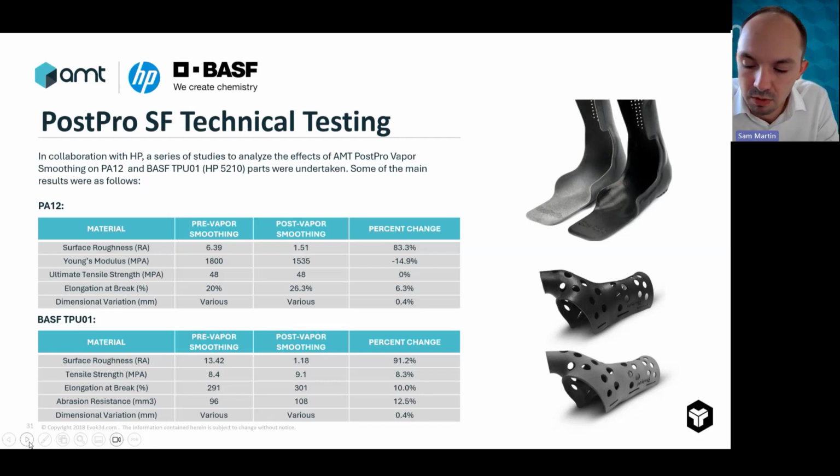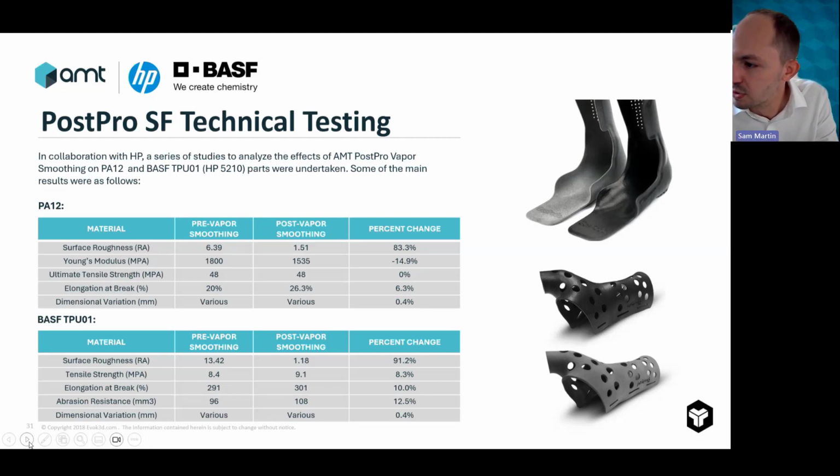And also what a lot of people are concerned about is changes in the dimensional accuracy of the part. So in both materials, you can see it's only changed by 0.4%, and it is well within the printer tolerances of these parts. The reason you see dimensional changes is not because we're adding or removing anything to the parts. Essentially, what's happening is we're reducing the height of the peaks and we're increasing the height of the troughs, and it's leveling it out and creating that smoother characteristic of parts.